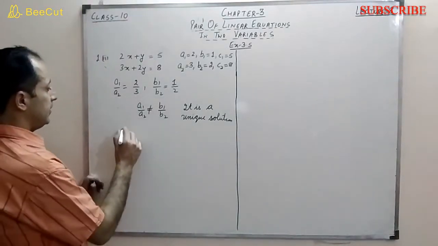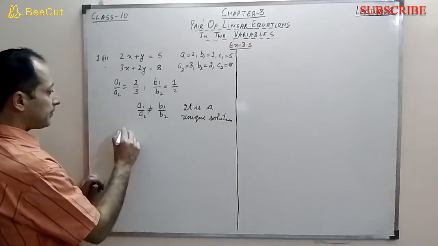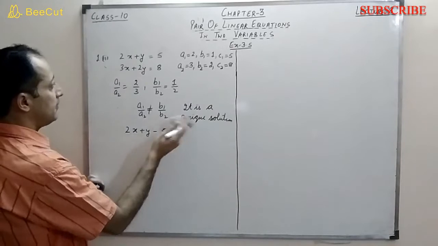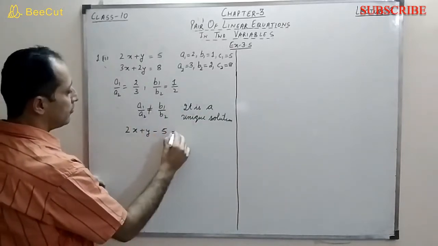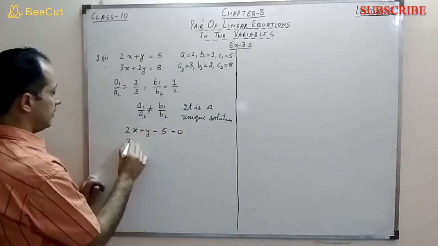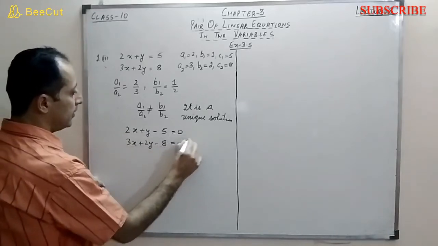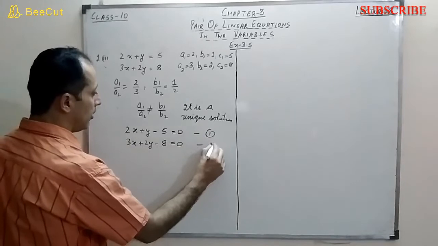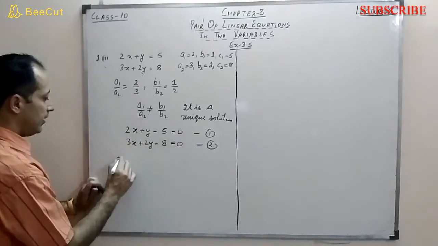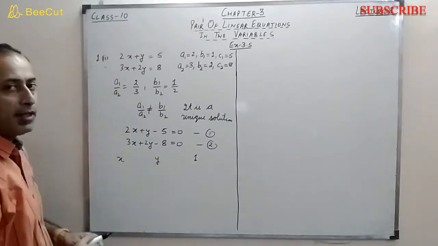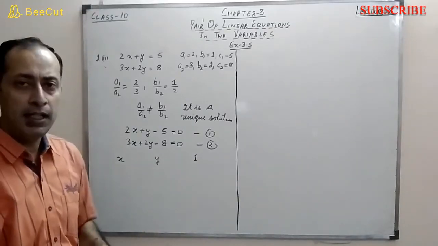So I rewrite the equations now. I write it as 2x plus y minus 5, I just shift 5 on the left side, equals to 0, and then 3x plus 2y minus 8 equals to 0. So these are my two equations. Now my first step is to write x, y and 1. Then I will write the values of the coefficients and the constant term.